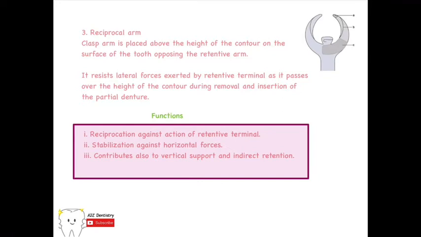Against the action of the retentive terminal itself. Whatever our retentive terminal tends to do, it will act in the opposite direction. The second is stabilization against horizontal or lateral forces. This is very important. This is the main purpose of the reciprocal arm, to withstand the lateral or horizontal forces. Third, it contributes to vertical support and also to indirect retention. The indirect retainer is incorporated in this assembly to resist the horizontal forces. So our reciprocal arm is also helping the indirect retainer, and it is also helping our rest to prevent dislodgement of the prosthesis.